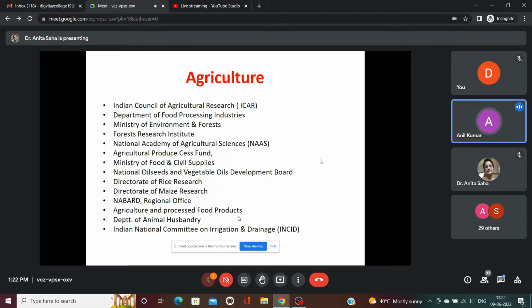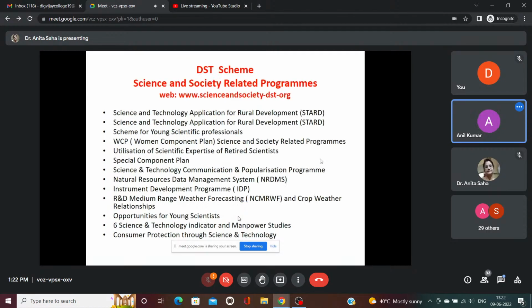All the bodies are giving funds for the field of agriculture, in the field of agricultural development, agriculture scientific work. And there are so many important schemes of the DST to promote the scientific activity related to societal significance. For example, the Science and Technology Applications for Rural Development. This is one of the programs.